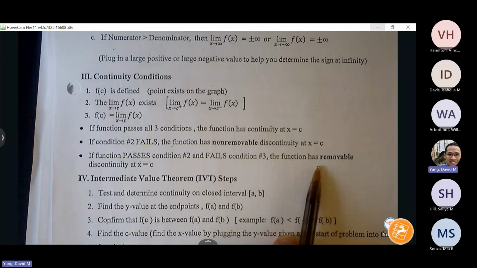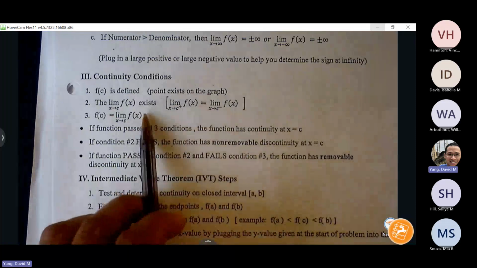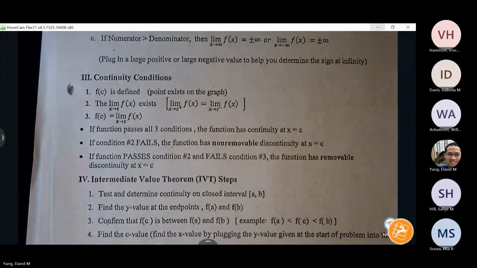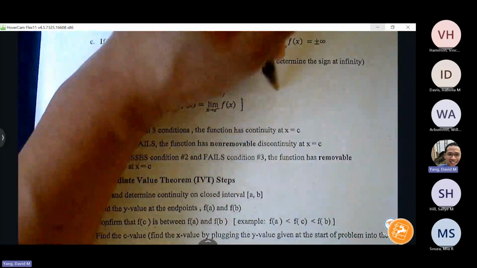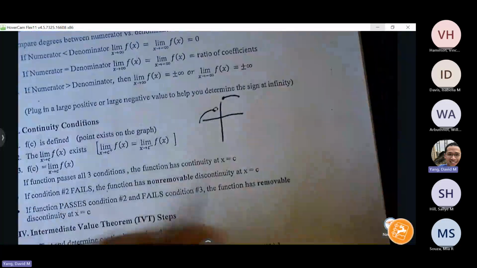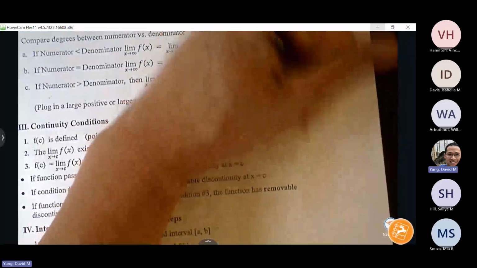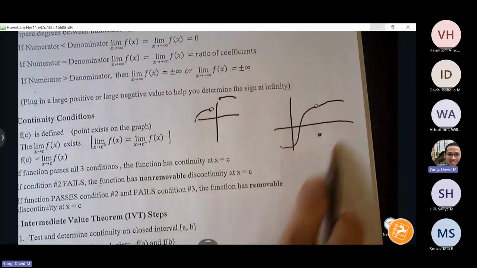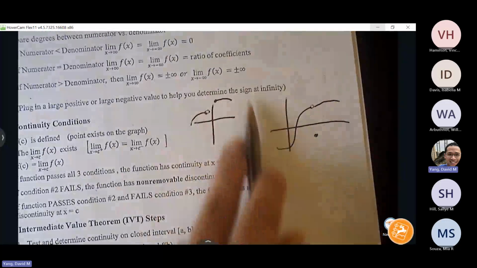In order for it to be removable, it's got to pass the second one and fail the third one. So a non-removable looks like this, where the graph is obviously disconnected, right? Removable is where there's a hole, and then the point is either undefined or is living elsewhere, right? So this is removable. This is non-removable.